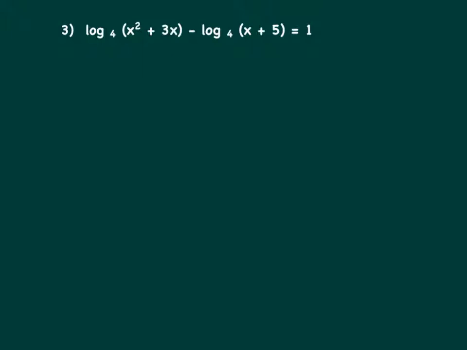Let's just try out one more example. This one starts off the same as number 2. We have logs on the left-hand side of the equation, but not on the right. So this time we can combine these two expressions using division. Since this is subtraction, if we want to make them into one single log term, what we can do is divide the x squared plus 3x by the x plus 5.